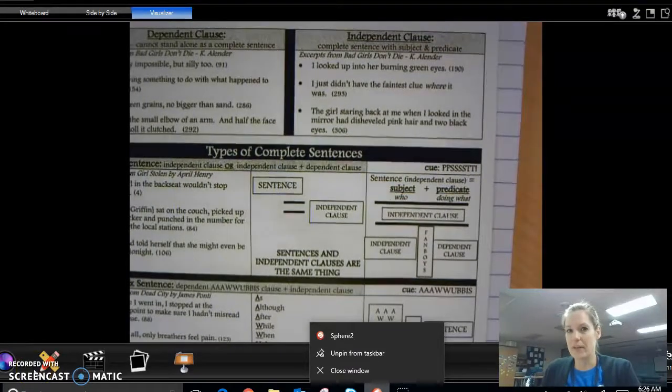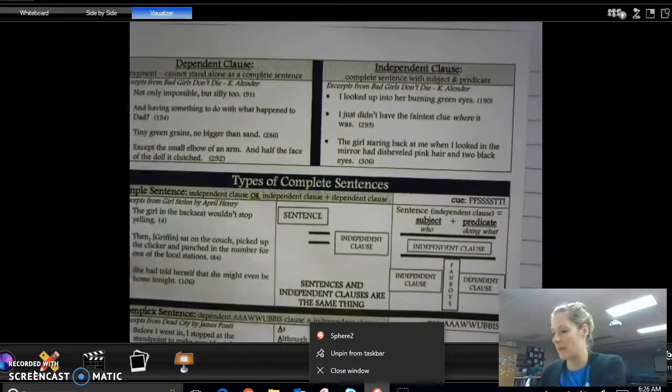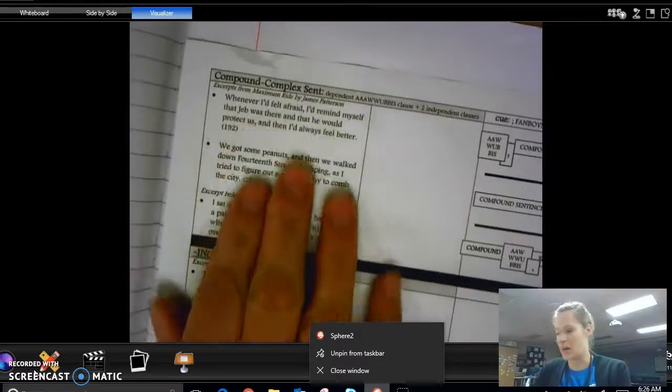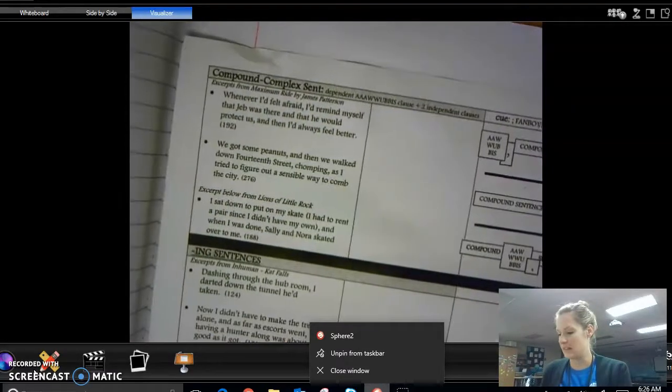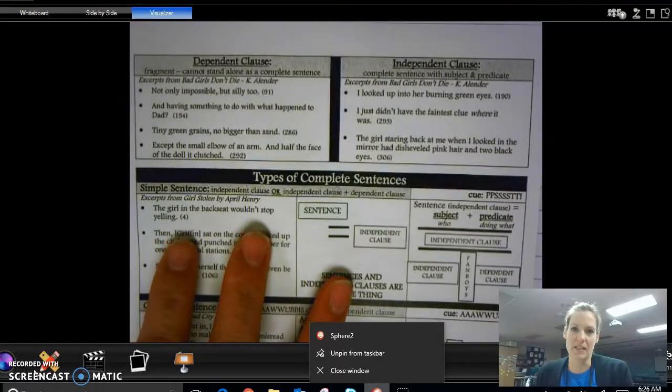Kids, so we're going to talk about this document right here that on one page says dependent and independent clauses at the top, and on the other starts with compound, complex, and compound-complex sentences. Basically, what I want you to take out of this is probably 2 or 3 things.